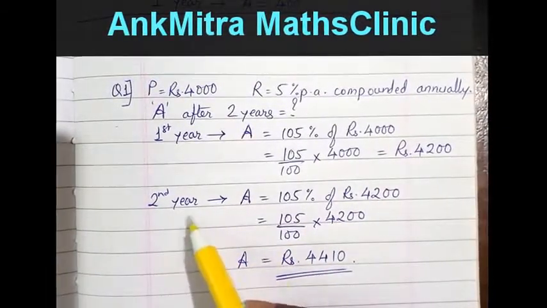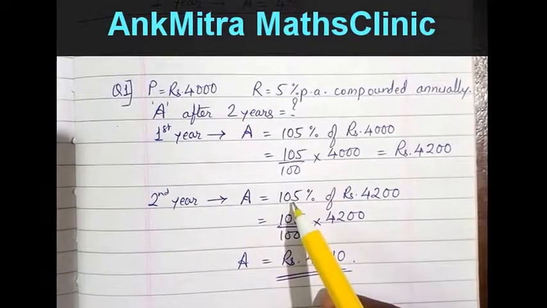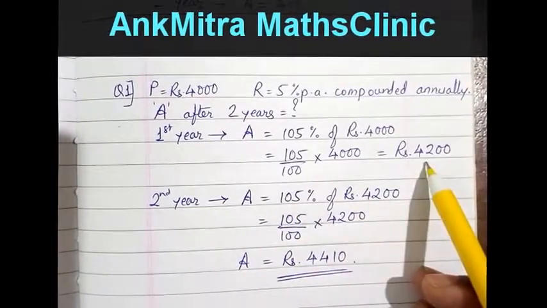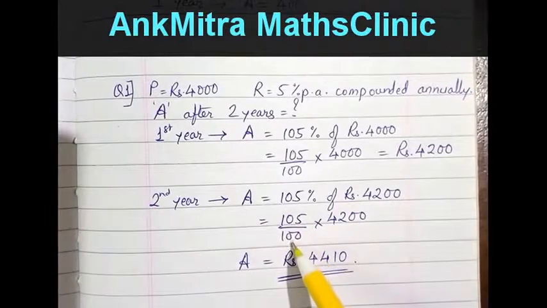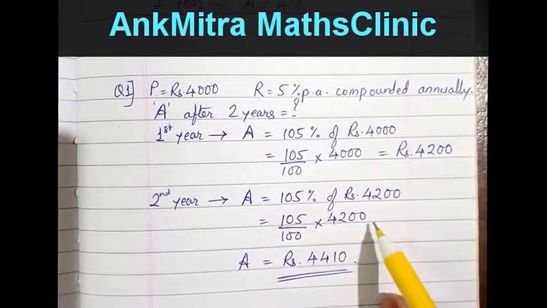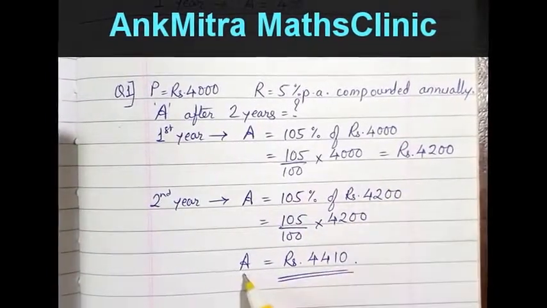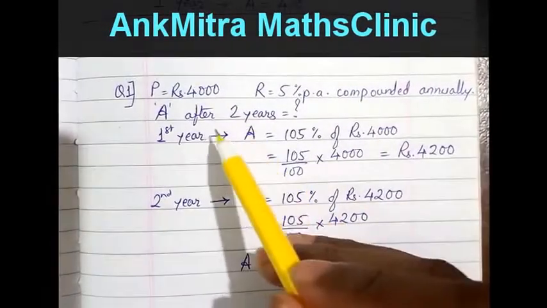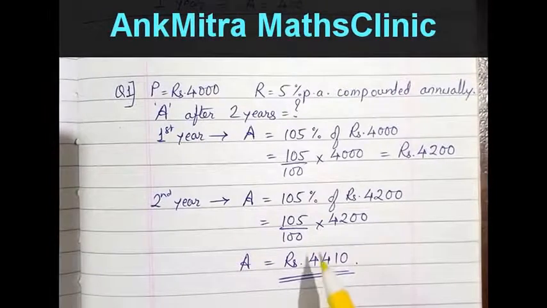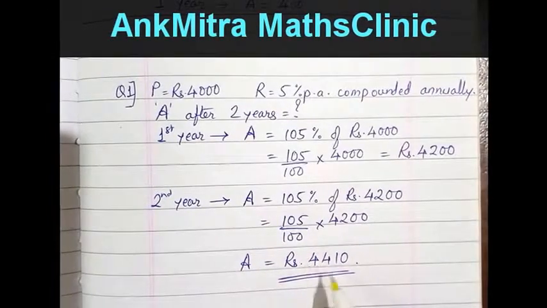So after the second year, the amount will be 105% of 4,200. So it will be 105 upon 100 multiplied by 4,200. So simplifying this, we get the amount as 4,410, which is after 2 years. Okay, so this is our required answer.